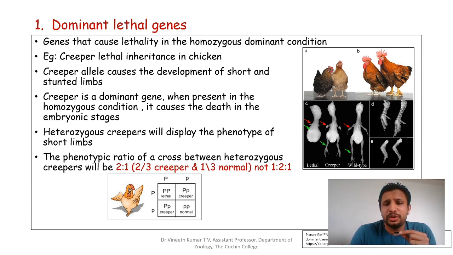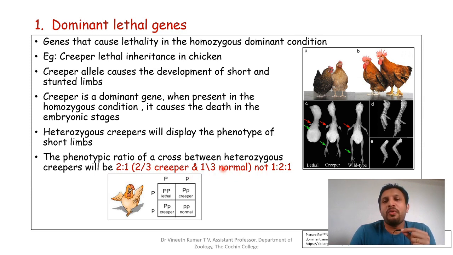As a result, the normal 3 is to 1 phenotypic ratio and the 1 is to 2 is to 1 genotypic ratio change to simply 2 is to 1. Both the phenotypic as well as the genotypic ratio will be 2 is to 1 in the case of the dominant lethal genes, and that will be 2 by 3 creepers and 1 by 3 normal.